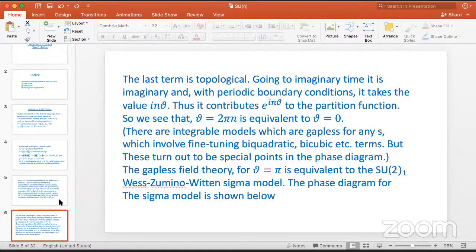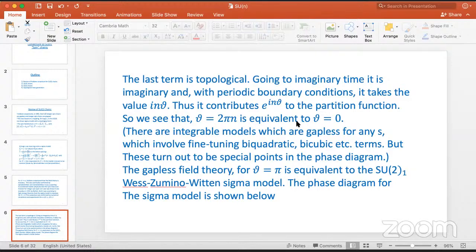So the last term is topological. Going to imaginary time, it's imaginary. And with periodic boundary conditions, it's like i n θ. So the contribution is e to the i n θ to the partition function. So we see that if θ is 2πn, then this is equivalent to θ equals 0. There are integrable models that are gapless for any S, which involve fine-tuning biquadratic, bicubic, etc. terms. But these turn out to be special points in the phase diagram.